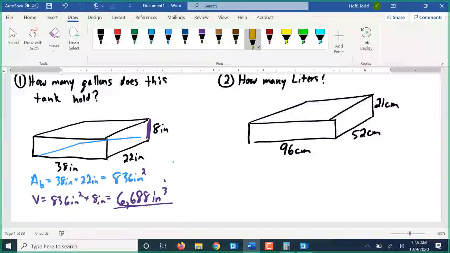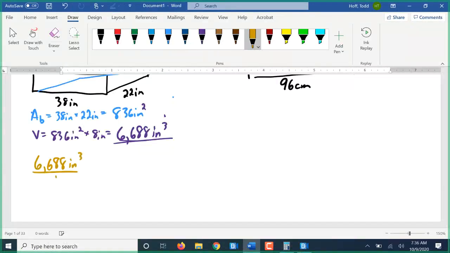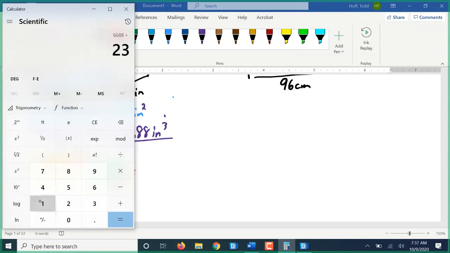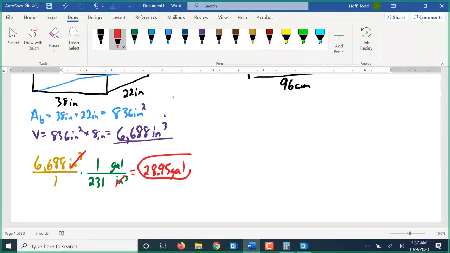Now we want that in gallons. 6,688 cubic inches over 1. We're going to put cubic inches on the bottom so they cancel out, going into gallons. The conversion we have is 1 gallon is approximately 231 cubic inches. So the cubic inches cancel out. This will be the 6688 divided by 231, giving us 28.95 gallons. So just under 29 gallons for that tank.